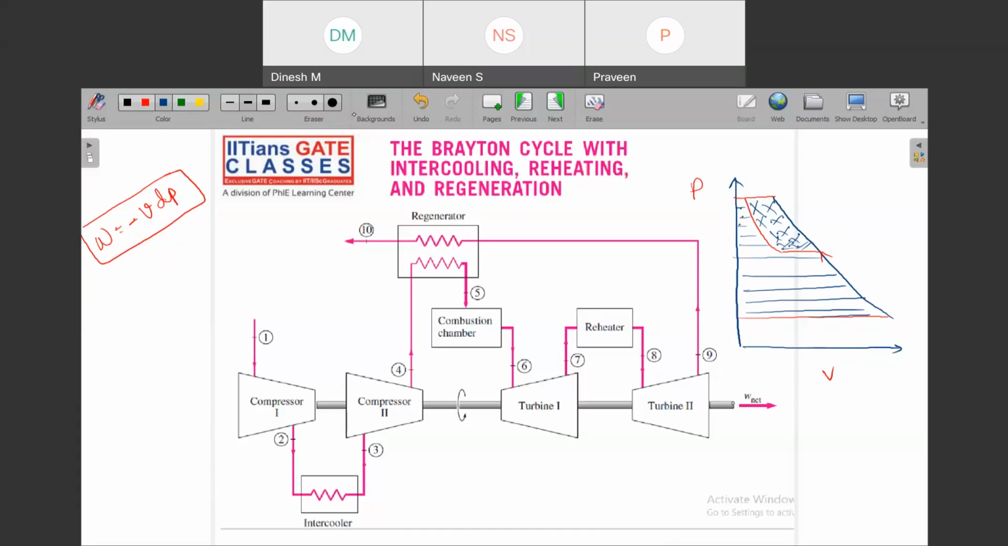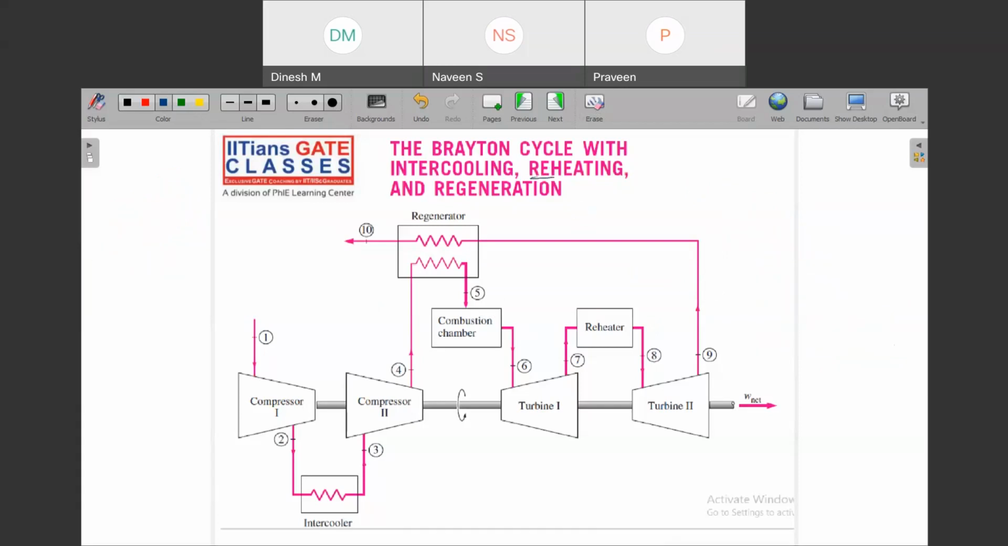Okay, now let us go to the reheating. See, what happens is, you are working in a turbine cycle, then you have compressed, and then you have added heat, and then you have expanded it in the turbine.